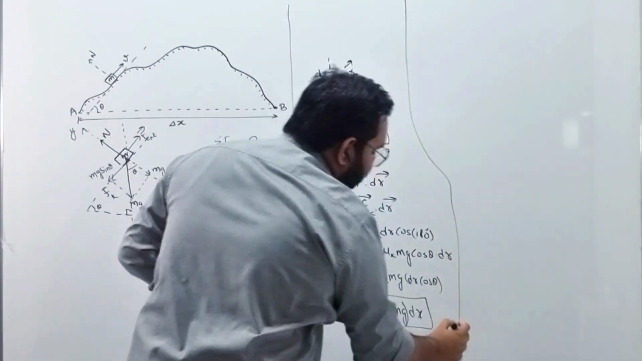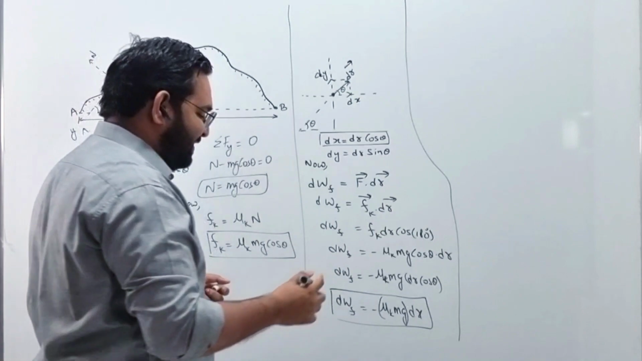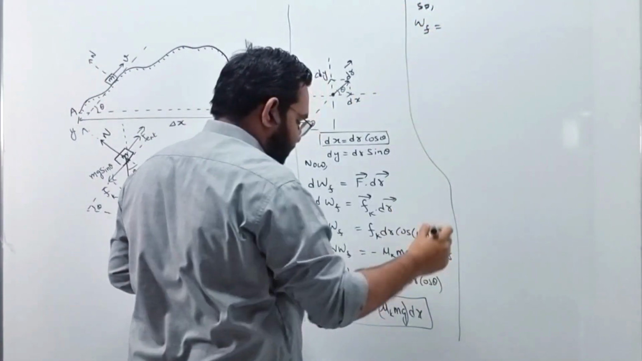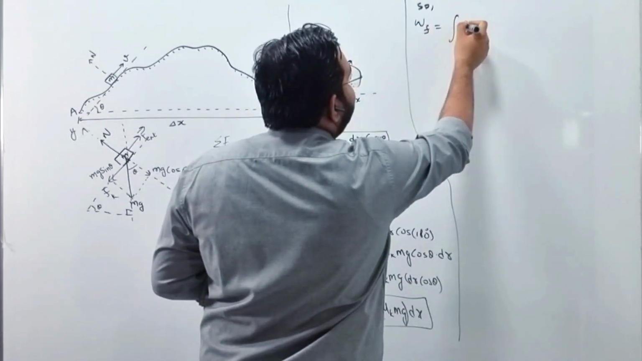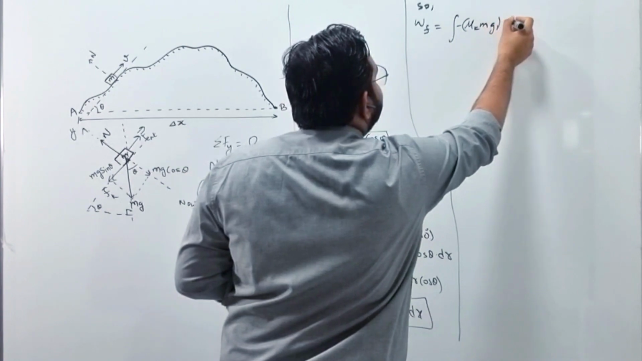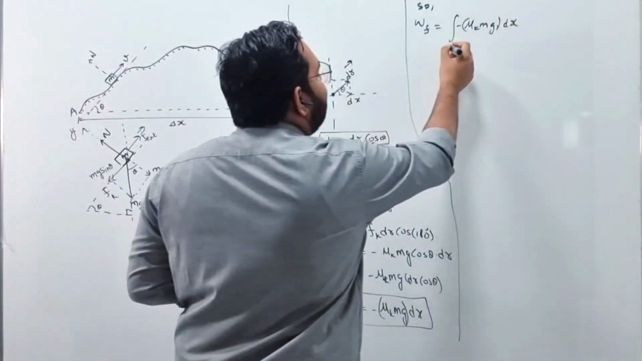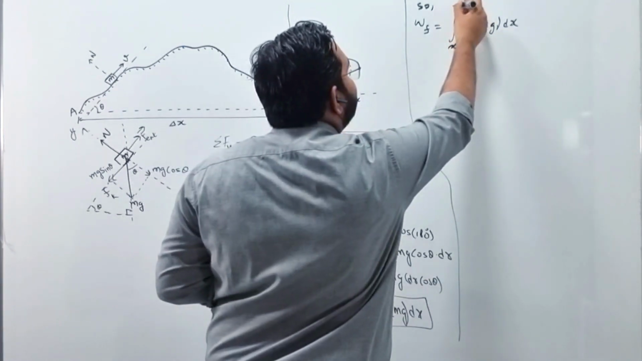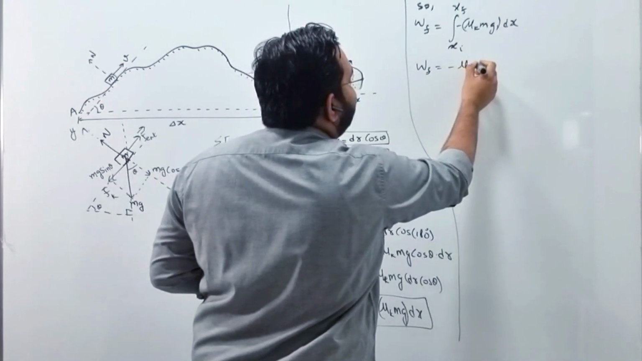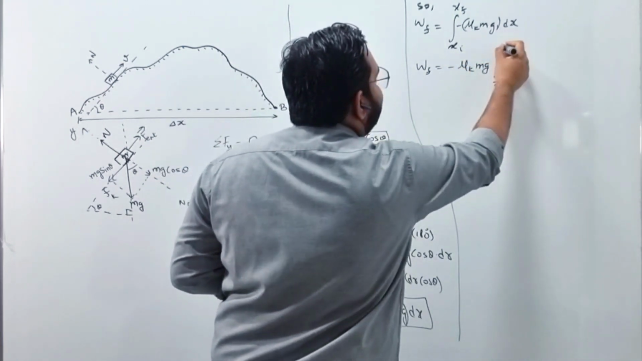From here, for the entire path, if you want to find out the work done, you just have to do the integration. So total work done by friction would be simply the integration of minus mu k mg dx, and since we are only talking about x-axis, we are just going to say initial x position and final x position. Minus mu k mg would be taken out because they are constants, and we just have to do the integration of dx from xi to xf.